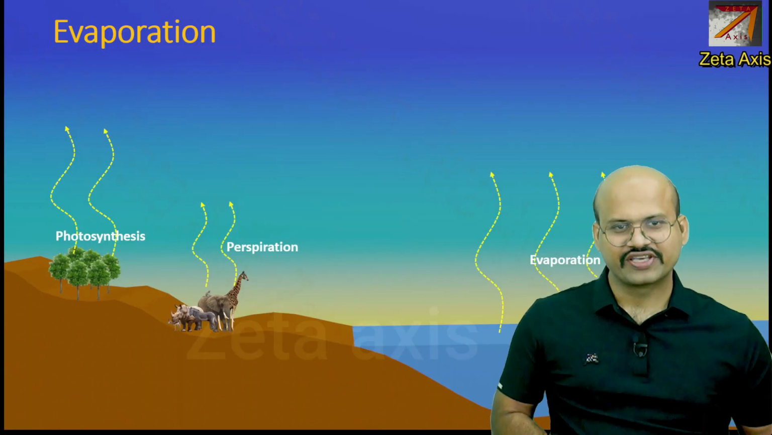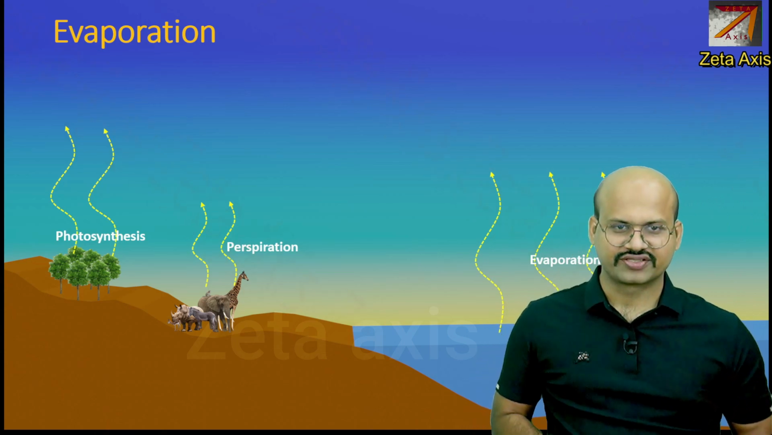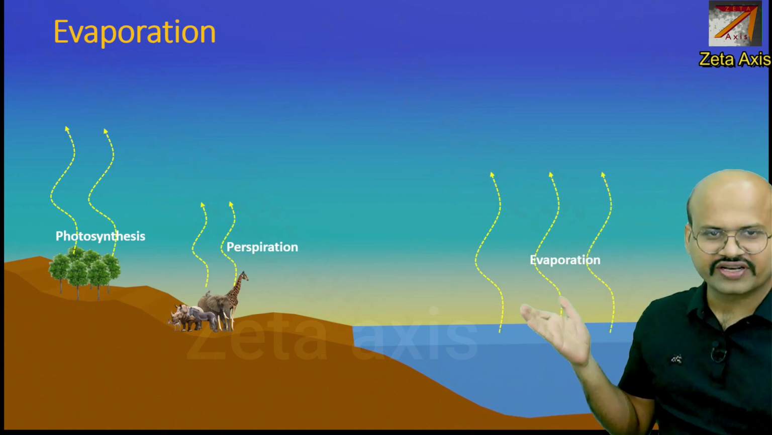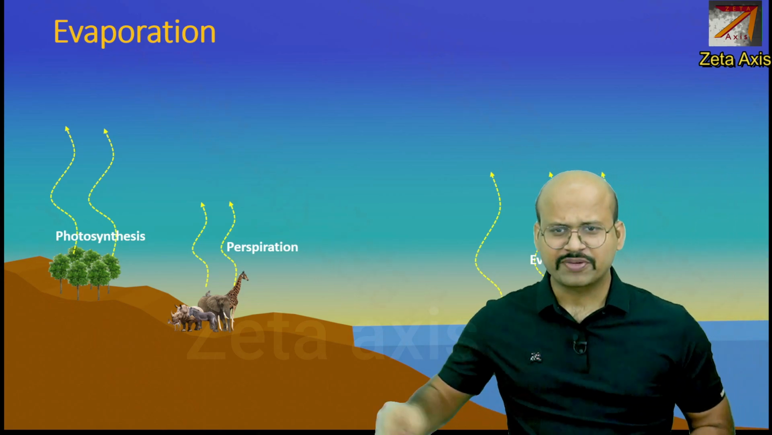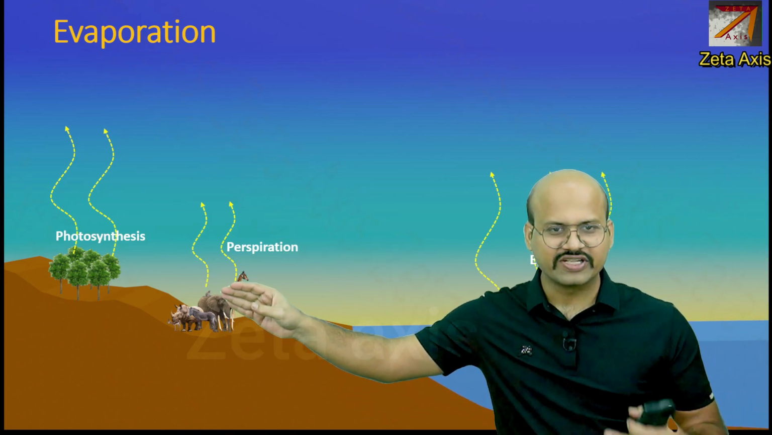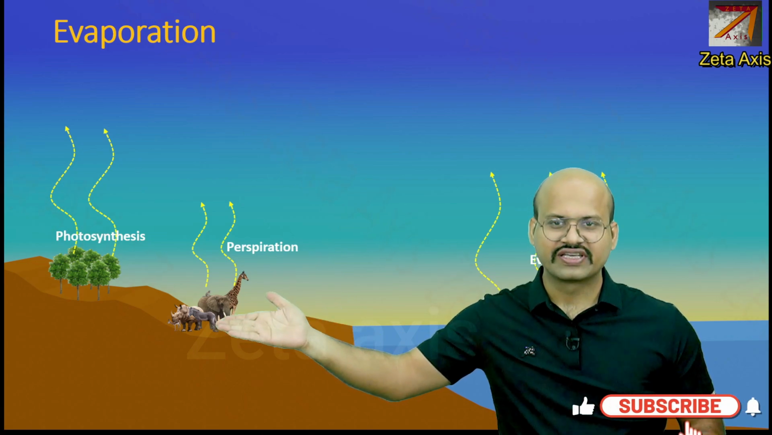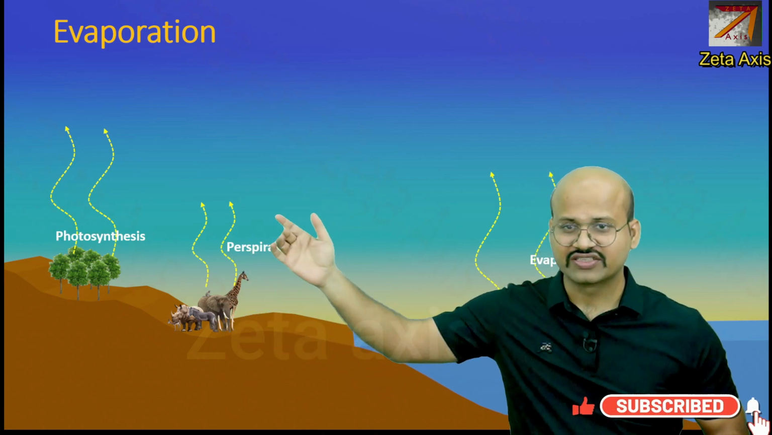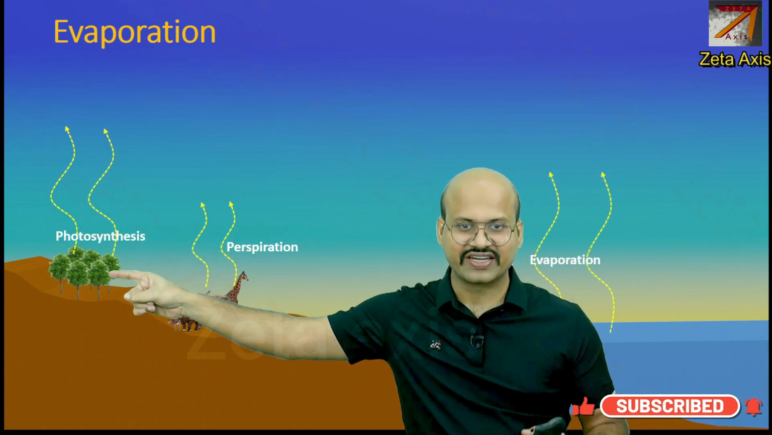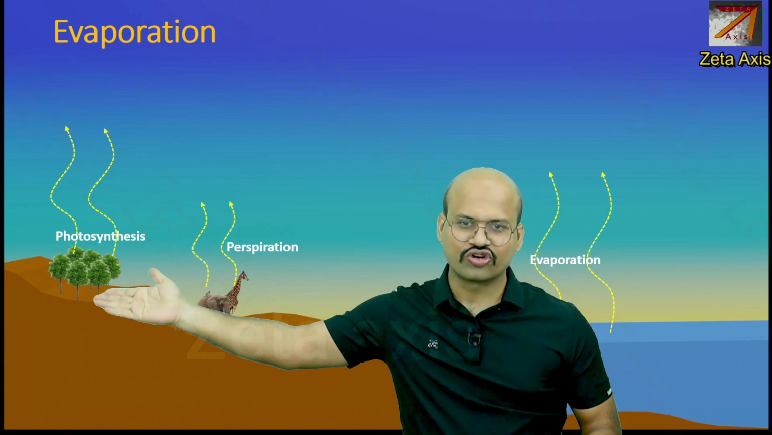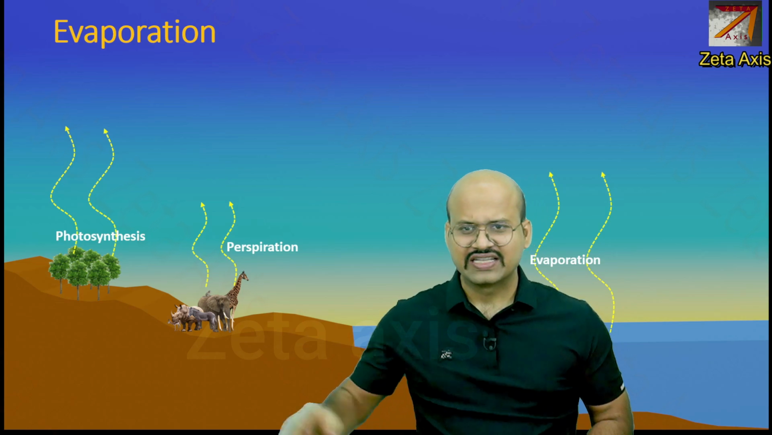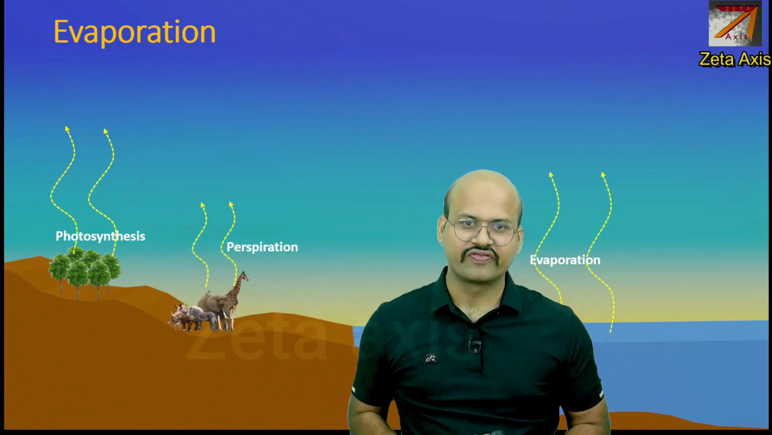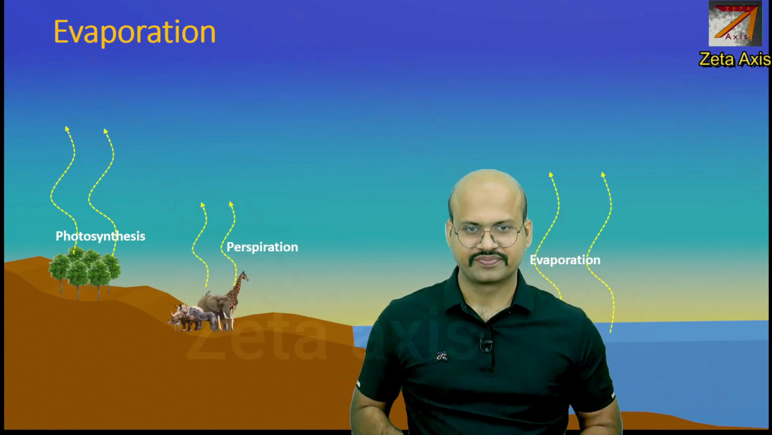So the first step in the process of rainfall is evaporation. We know that water is evaporated from the water bodies on the earth's surface. But the perspiration which animals give out, they also give out moisture to the atmosphere, as well as the process of photosynthesis which is conducted by the plants. They also contribute to the amount of moisture in the atmosphere. So we can see that these are the three major sources of moisture in the atmosphere.